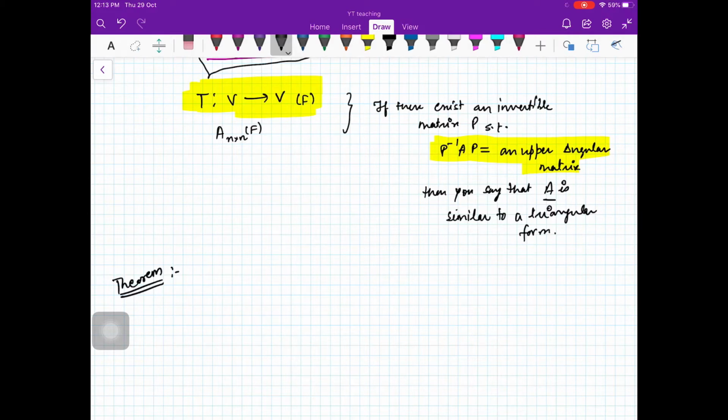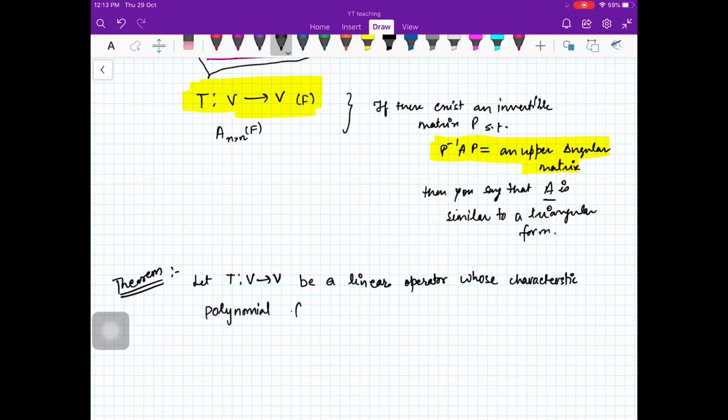So the theorem says that let T from V to V be a linear operator whose characteristic polynomial factors into linear factors. It means that if you are working on the field of complex numbers, then all the polynomials will be factored into linear factors, and if you are working on the field of reals, it may not be true. So you have to see.